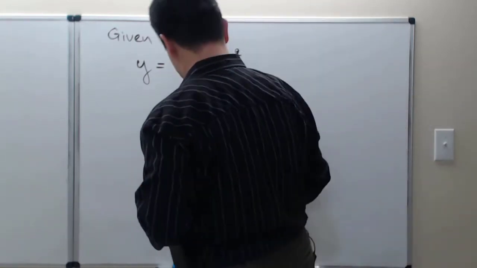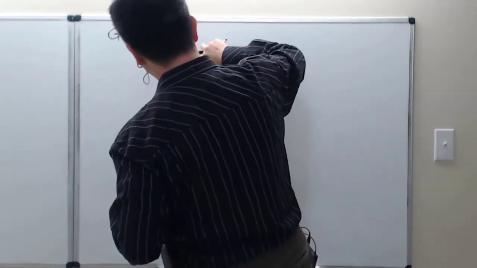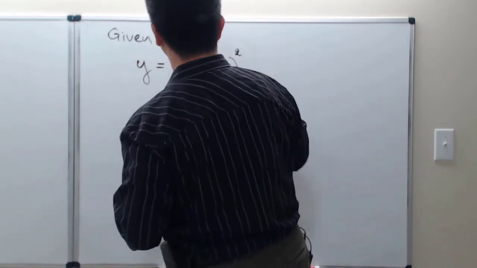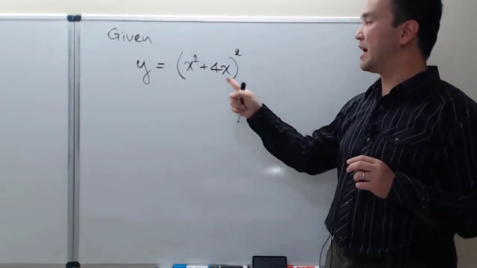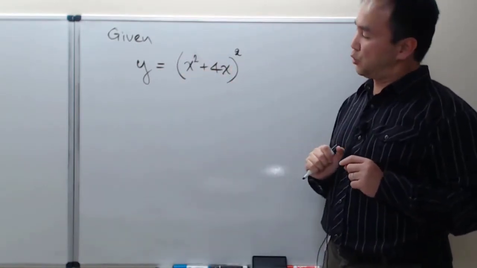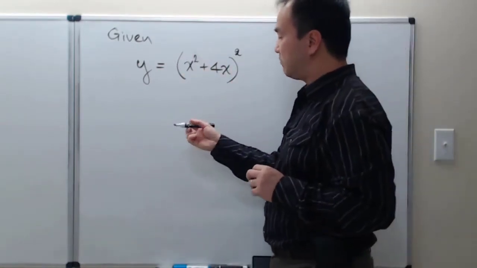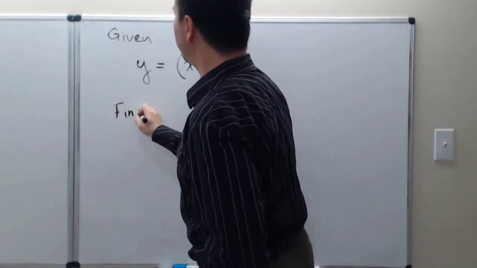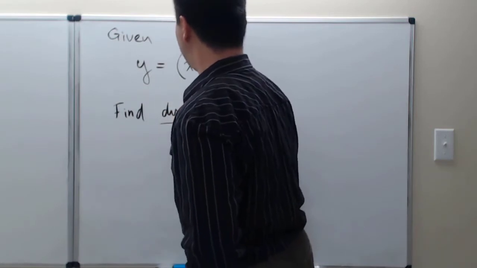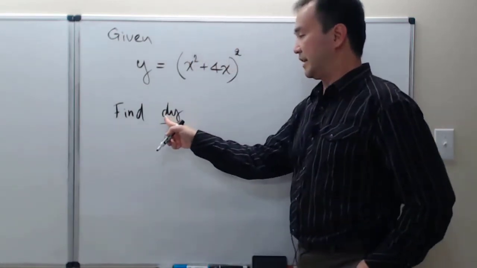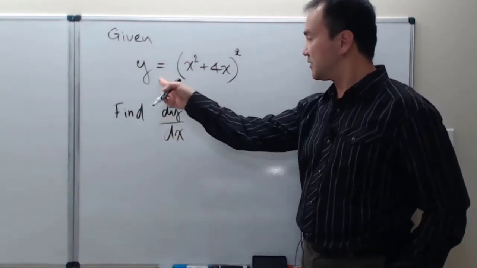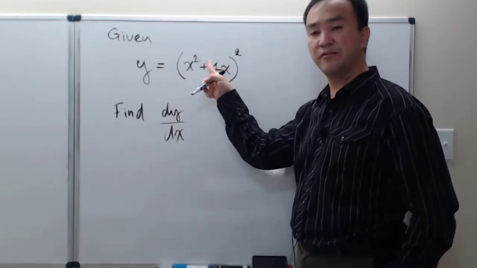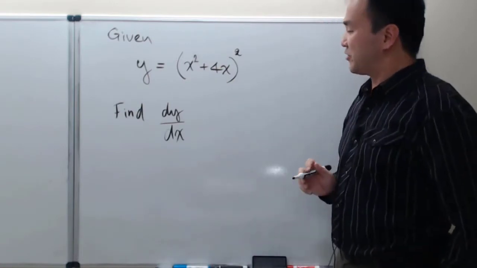Okay, and I need to correct my writing here a little bit. So x squared plus 4x in parentheses squared. And of course, for a problem like this, we are asked to find dy dx. We want to take the derivative or differentiate this function y with respect to x, meaning treating x as the main variable of this function.